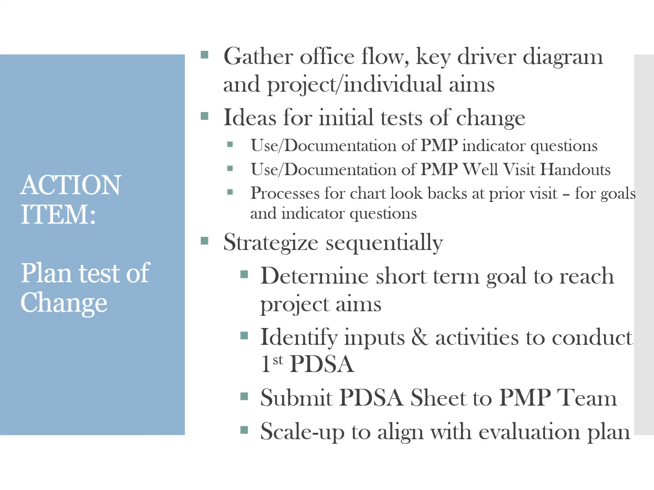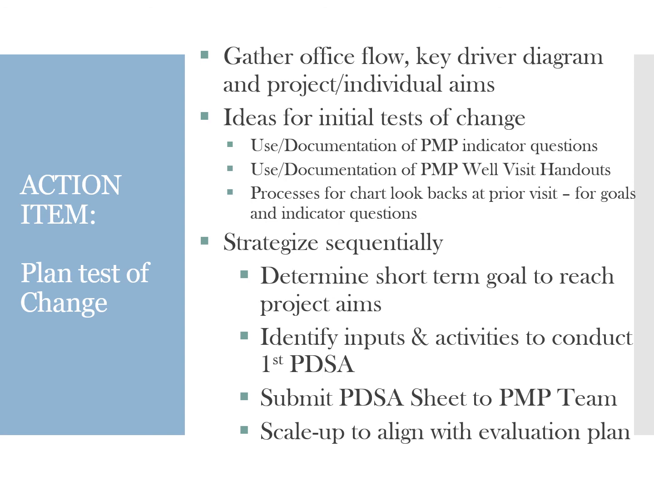So your action item for your team meeting is to plan a test of change. You're going to be doing this twice. This is the first time. So take the stuff that I've shown in this webinar, the office flow diagram, your key driver diagram that has our project aims, and any individual aims that you may have, and think about ideas for that test of change. Use your evaluation plan to identify a game plan for what you're going to do throughout the course of this improvement project, and this is what you plan to do with each of those tests of change.